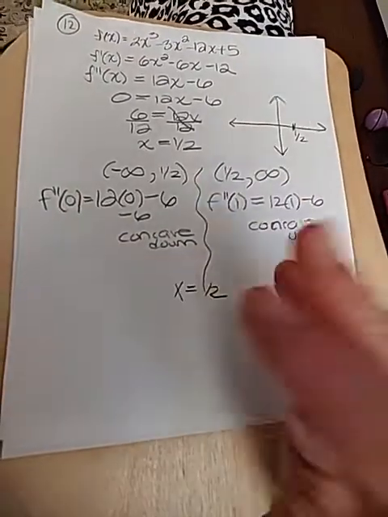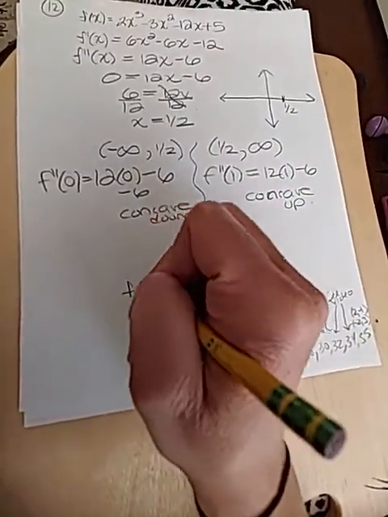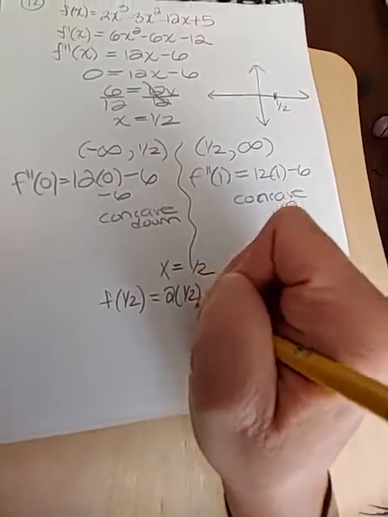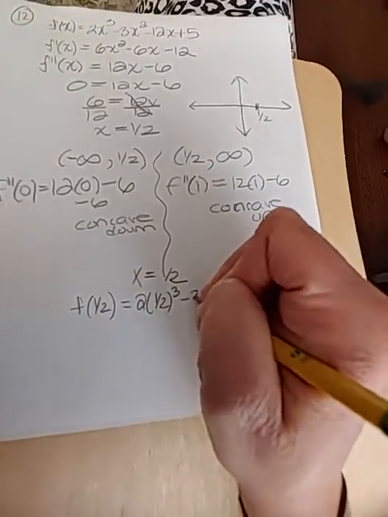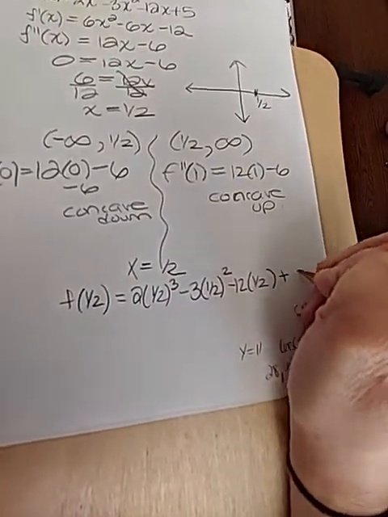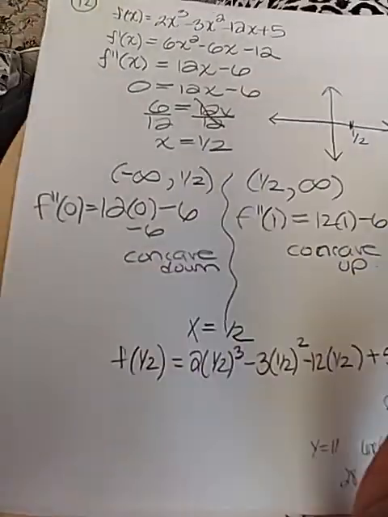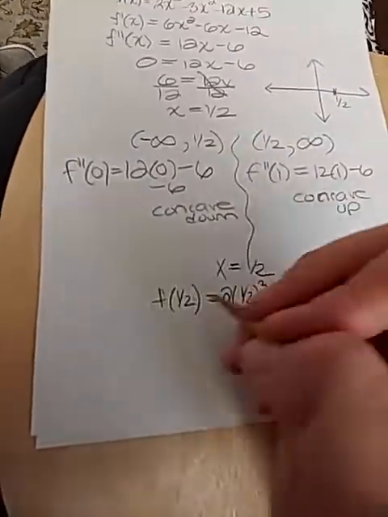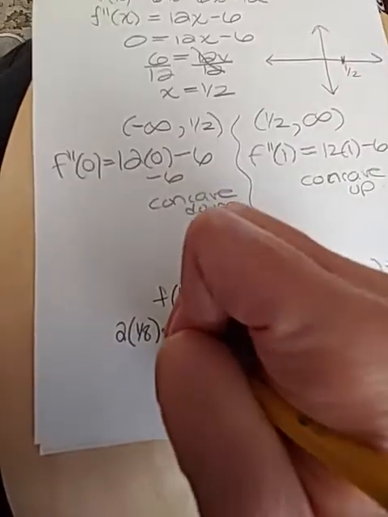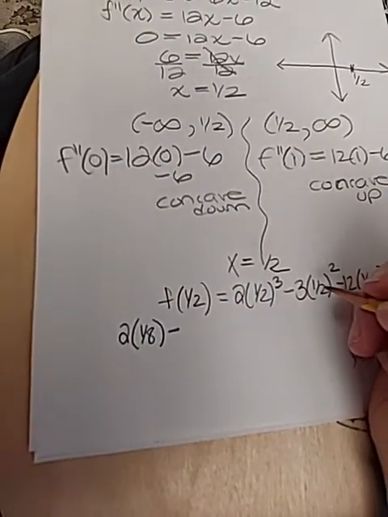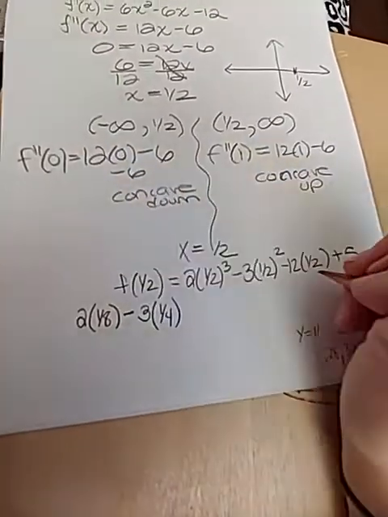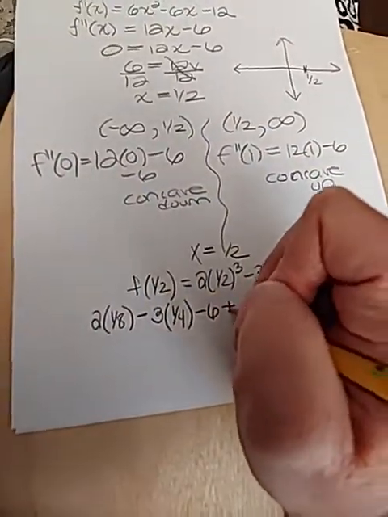So now we're going to plug 1/2 back into the original function, f of 1/2. All right, so we have 2 times 1/2 to the third minus 3 times 1/2 squared minus 12 times 1/2 plus 5. All right, so 1/2 to the third is 1/8, so 2 times 1/8. And 1/2 squared is 1/4, so 3 times 1/4. And then negative 12 times 1/2 is negative 6, and plus 5.